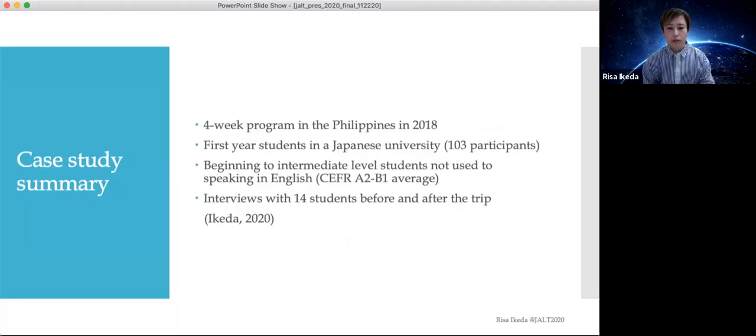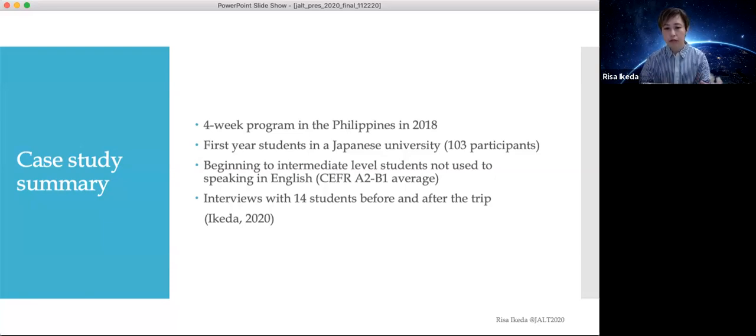Okay, so moving on to my examples. I don't want to spend too much time going into the details. I have written an article about this that I published earlier this year. I'm going to put it in the references. It has more details about the study and how I put the data together. But roughly, I did research on my students. We went to the Philippines together for 4 weeks in the summer of 2018. It was not for credit. We went there basically to raise their TOEIC score and mentally prepare them for study abroad in the future. They were all first-year students in our university.